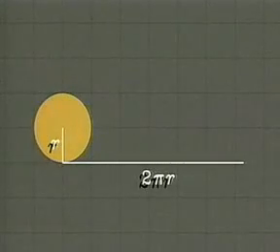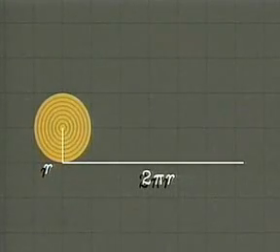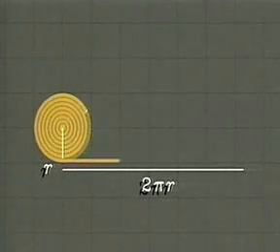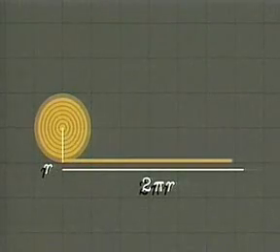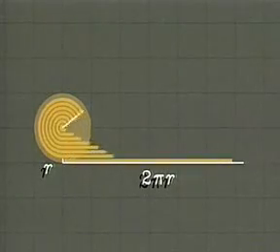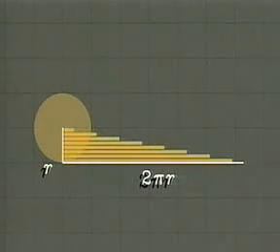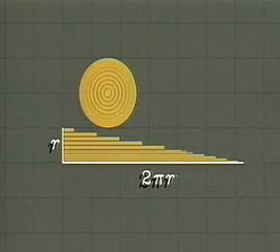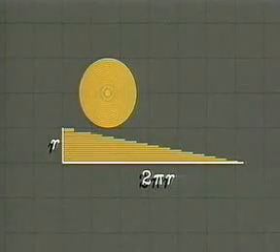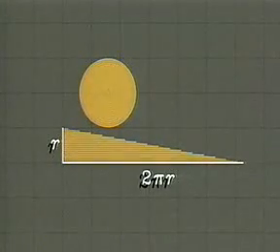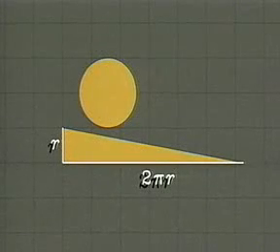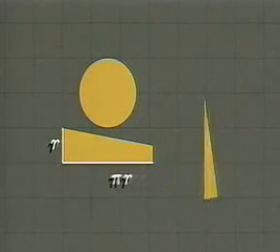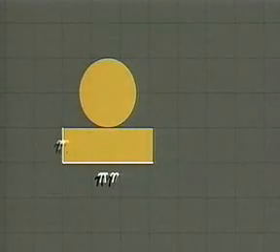Here's another method. Divide the disk into concentric rings. Unwrap them and pile them up like this. As we take more and more rings, the stack looks more and more like a right triangle, with base 2 pi r and altitude r. Its area, 1/2 base times altitude, is pi r squared.